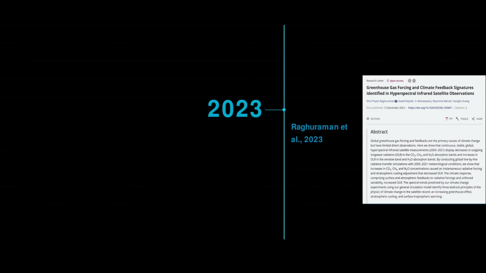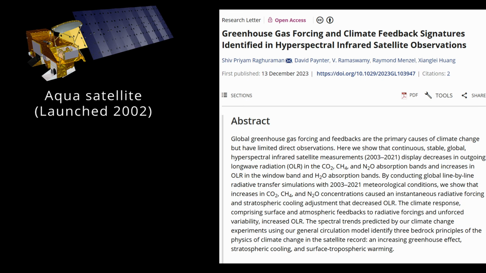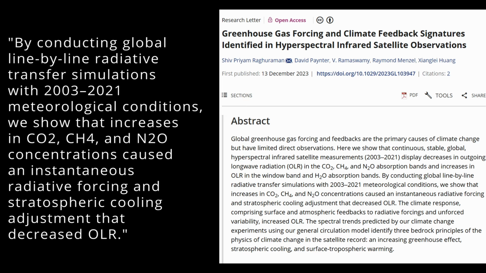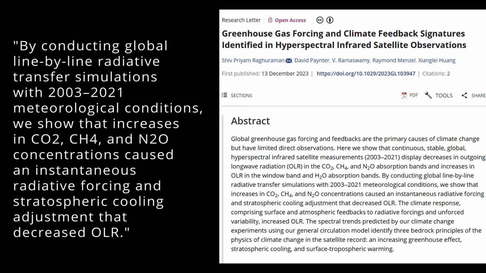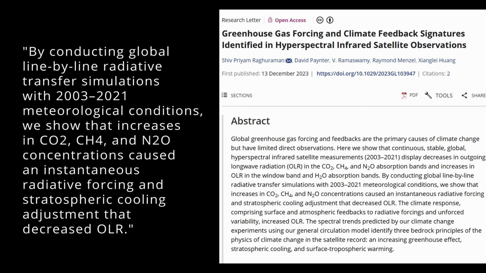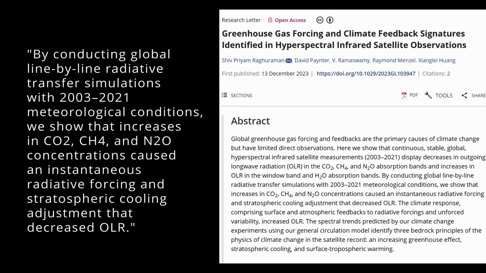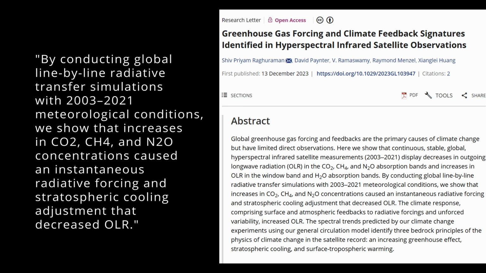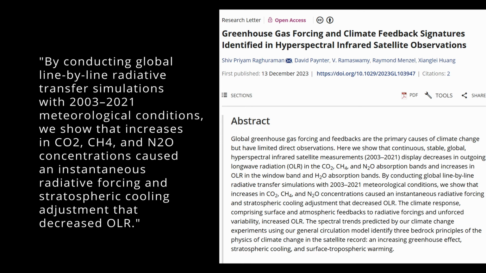Next, Raguraman et al. 2023. This also uses the Aqua satellite covering the period 2003 to 2021. By conducting global line-by-line radiative transfer simulations with 2003 to 2021 meteorological conditions, we show that increases in CO2, CH4, and N2O concentrations cause an instantaneous radiative forcing and stratospheric cooling adjustment that decreased outgoing long-wave radiation.